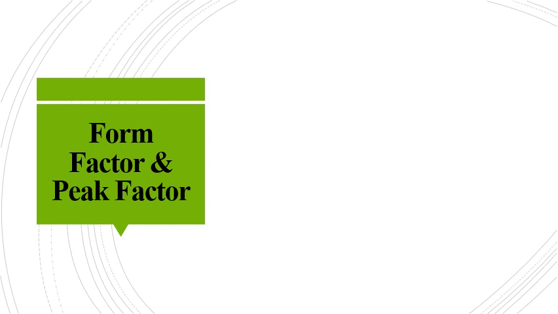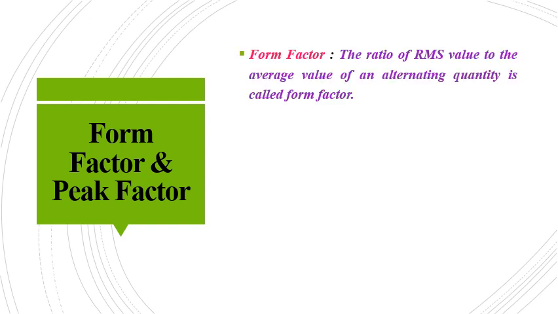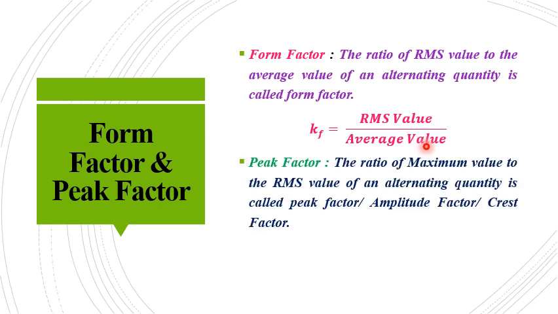Next two parameters are form factor and peak factor. Form factor is the ratio of RMS value to the average value. That is, form factor Kf is equal to RMS value by average value. And another one is peak factor, that is the ratio of the maximum value, the peak value, to the RMS value. The peak factor is also known as amplitude factor or crest factor. So peak factor is usually denoted as Kp, and it is equal to maximum value by RMS value.